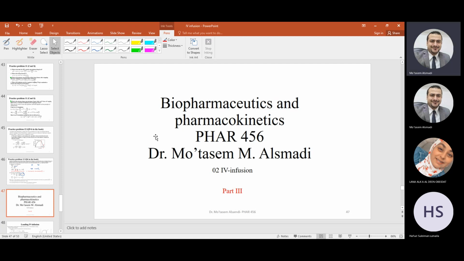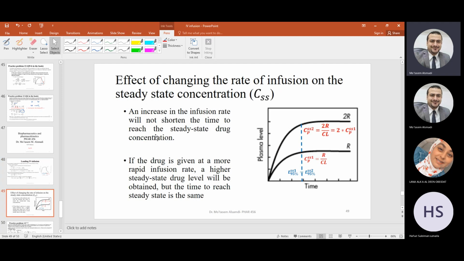What's a safer alternative than giving a loading IV bolus dose? It is to give a loading IV infusion. So you are infusing faster. Let me ask you this question. If I infuse faster, we have seen this before. If I infuse faster, will I reach the steady state faster? So what's the benefit of giving a loading IV infusion?